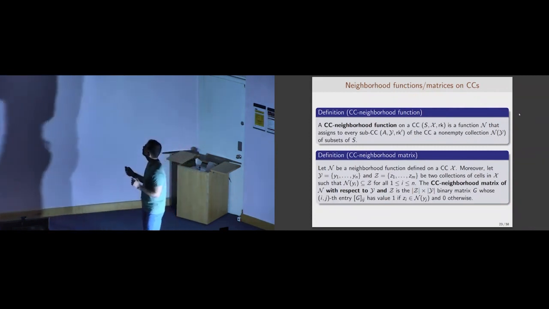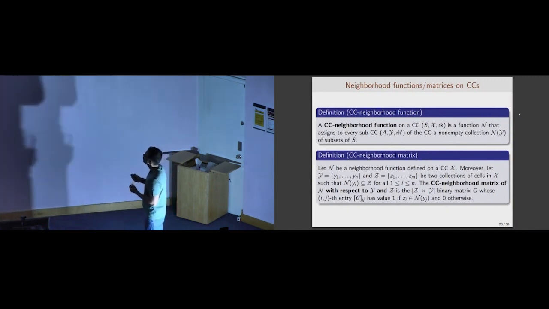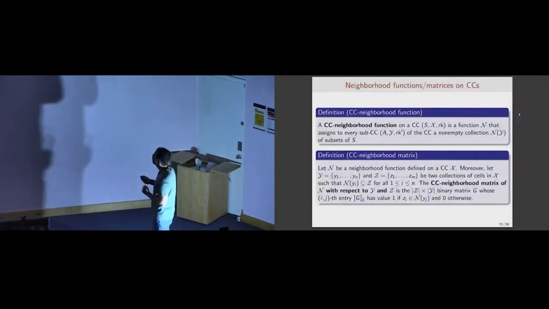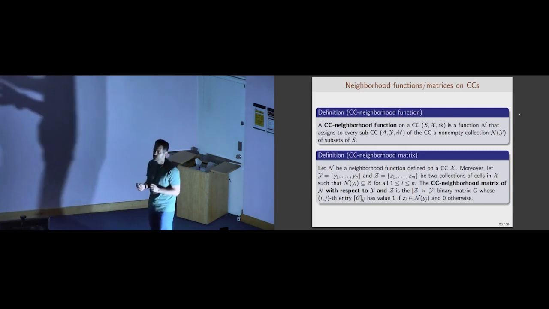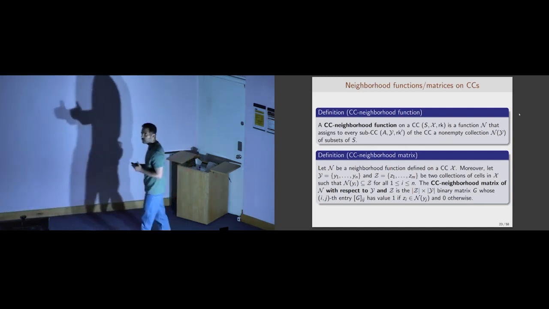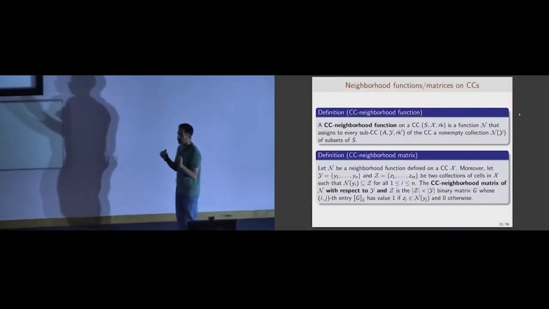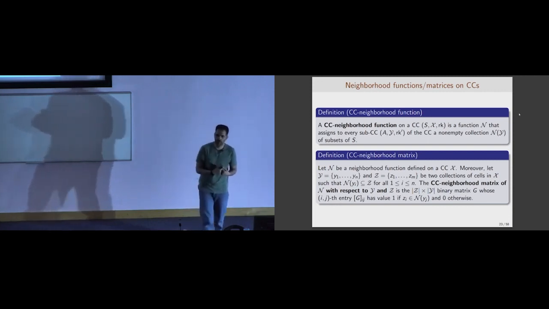And then, just to get back to the values that these cells take, this is just a binary matrix, so the cells take value 0 or 1. If zi belongs to the neighborhood of yj, then the value of the ij cell is 1. Hence the similarity to the notion of adjacency matrix. Otherwise, if cell zi is not in the neighborhood of yj, the value is 0. So conceptually, the CC neighborhood matrix simply tells you whether two cells from two different collections of cells in the CC are adjacent to each other with respect to a neighborhood function.